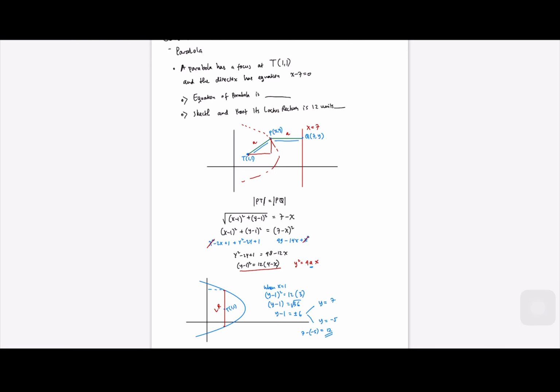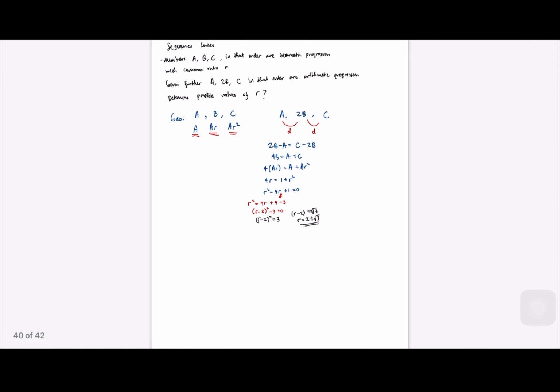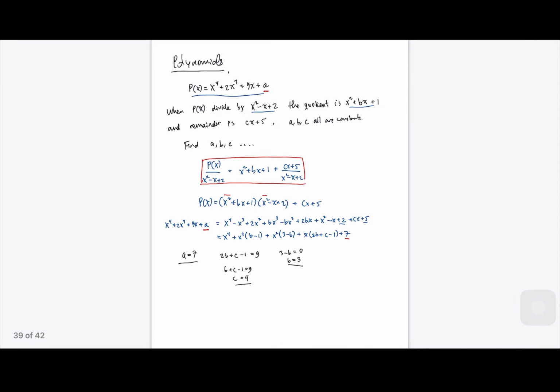I think for the examples, I will stop at that, and I hope you can find more examples on your own and practice, and see you at the final next week.